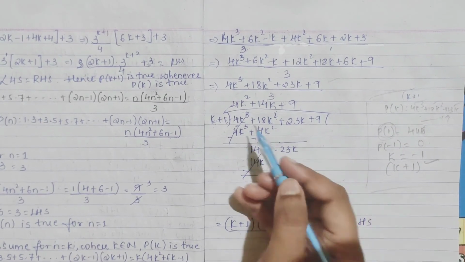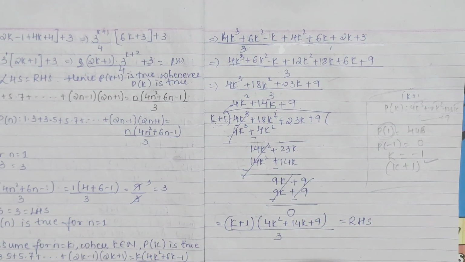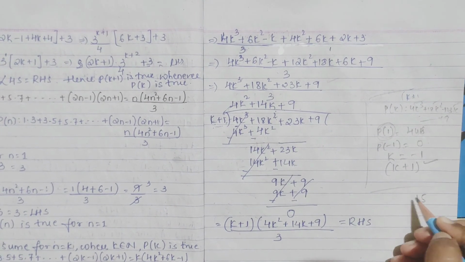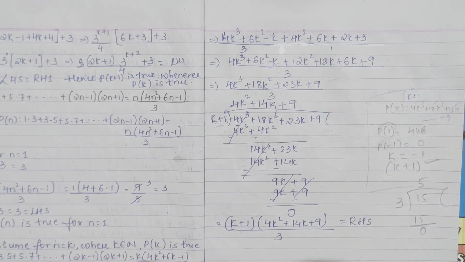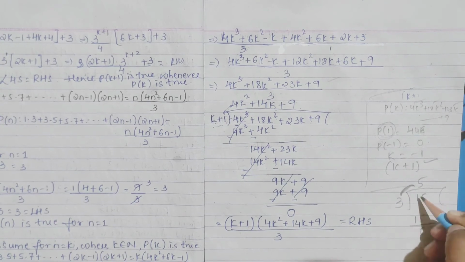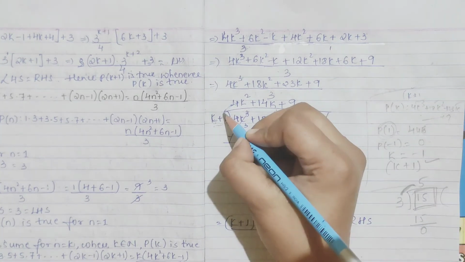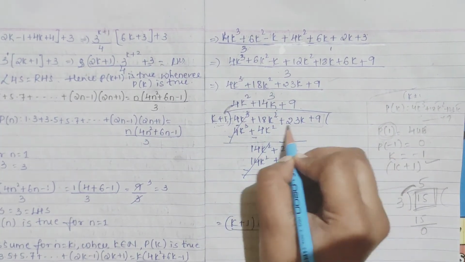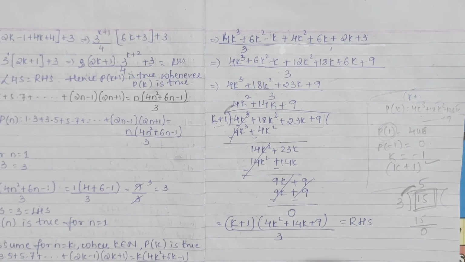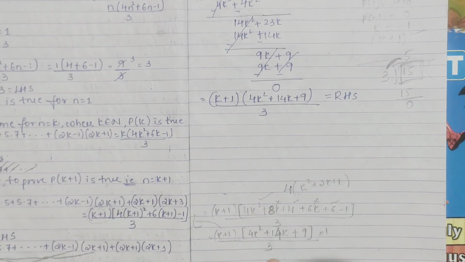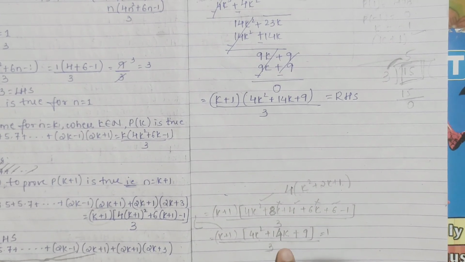If 0 is the remainder, then the divisor and the quotient multiplied give the dividend. For example, 3 fives are 15, you are getting remainder 0. When you multiply 3 into 5, you get the dividend 15. In this case also, if you multiply, you will get the same. Directly we are writing, which is equal to your RHS. You have already simplified this part: k plus 1 into 4k square plus 14k plus 9, whole divided by 3.